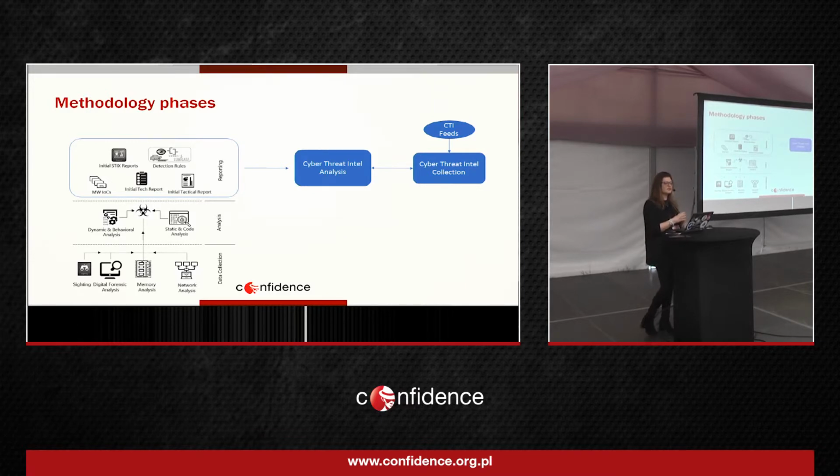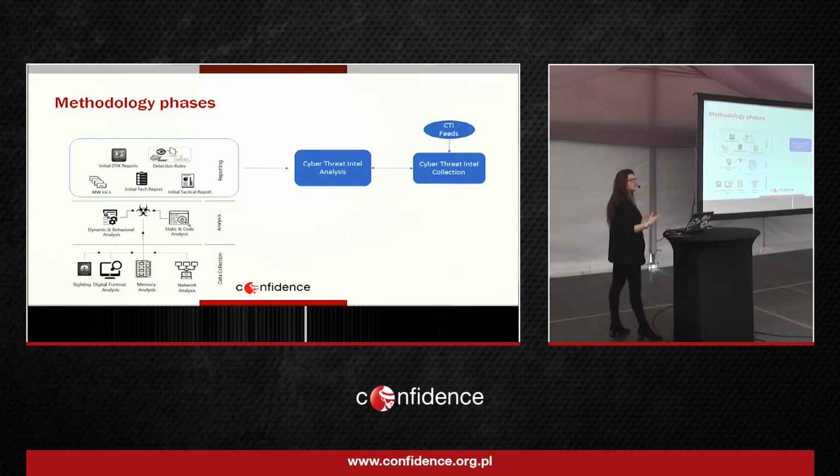This is the methodology phases. We start with the parts of reporting, analysis, and data collection, so from the high level to the bottom level. For example, the STIX TAXII reports or the malware IOC or the initial tech reports or the tactical reports or something that is the rules. Then we find the part of analysis, the static and code analysis, but also the dynamic and behavioral analysis. And this part is the practical part that helps us find the evidence to put in the CTI platform, but also in other kinds of investigation.